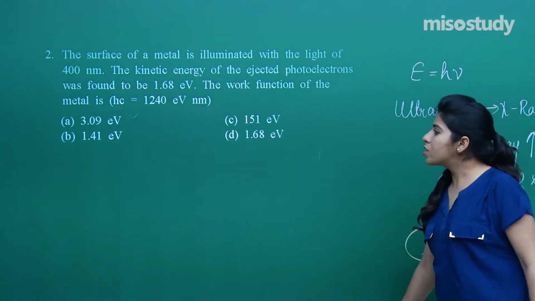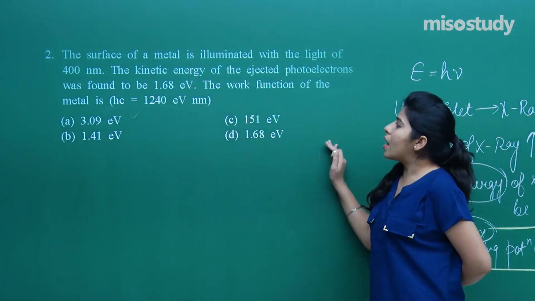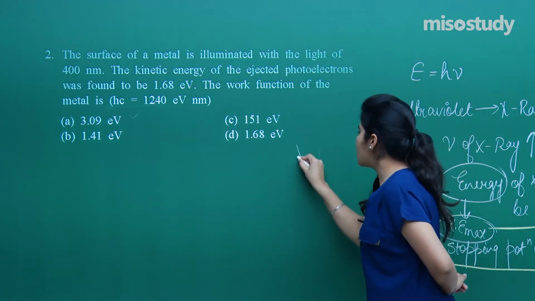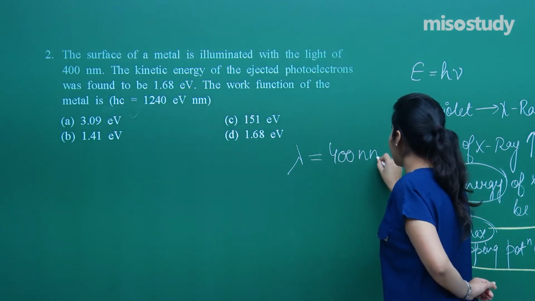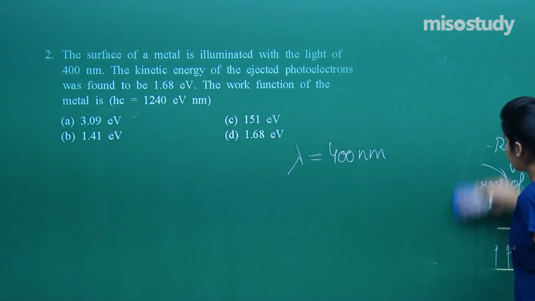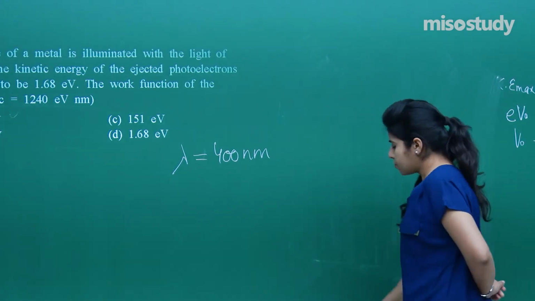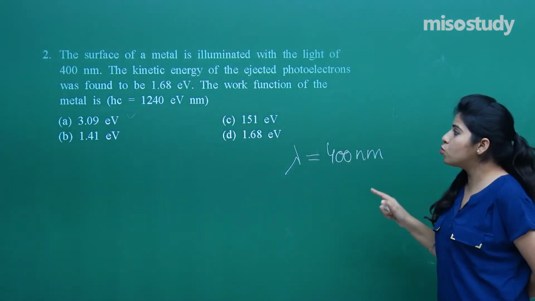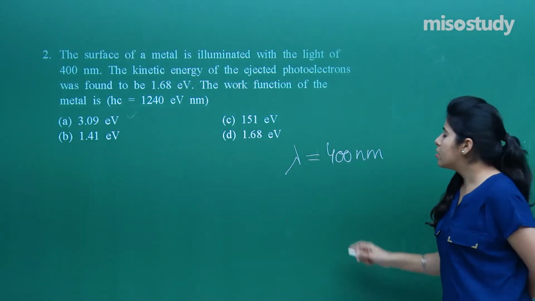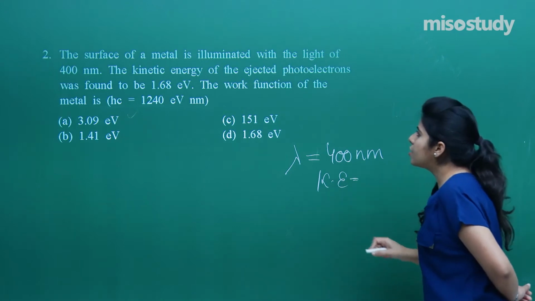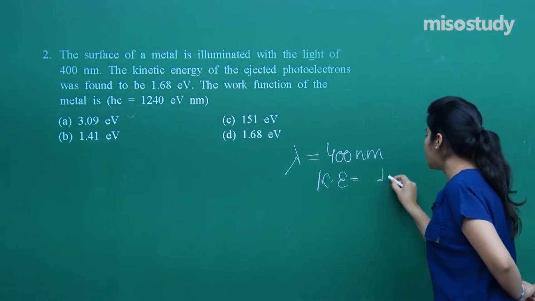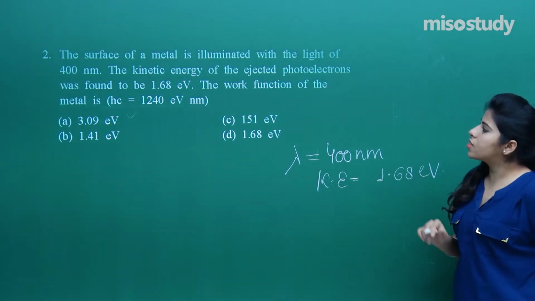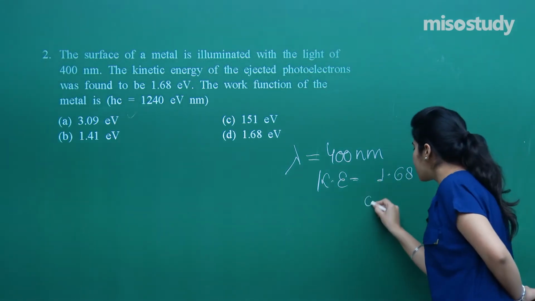So let us see what the second question is. The surface of a metal is illuminated with light of 400 nanometer. So let me write, the wavelength has been given as 400 nanometer. And what else? The kinetic energy of the ejected photoelectrons was found to be 1.68 electron volt. So let me write here, kinetic energy of the ejected photoelectron was 1.68 electron volt. Now what is the work function of the metal? We have to find this work function.